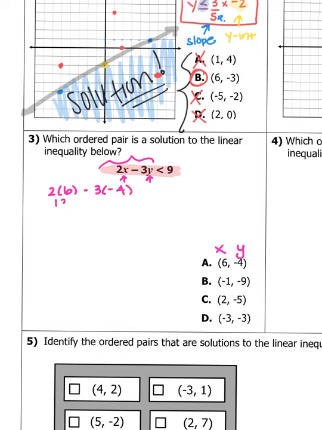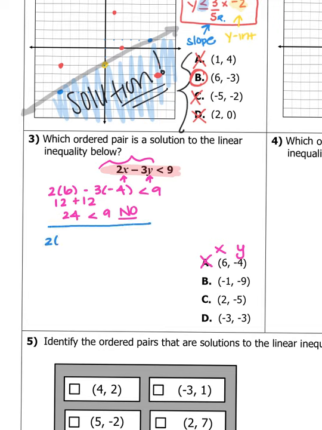So that would be 12. -3 times -4 is positive 12, which makes 24. Is 24 less than 9? Absolutely not. So that is not a solution. All right, let's try the next one.